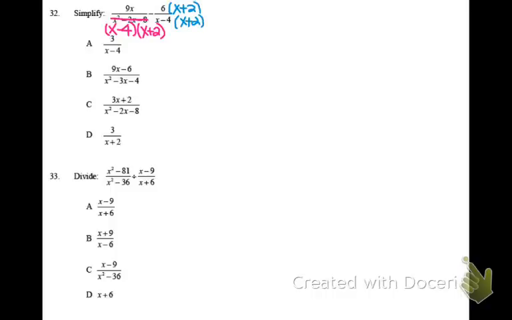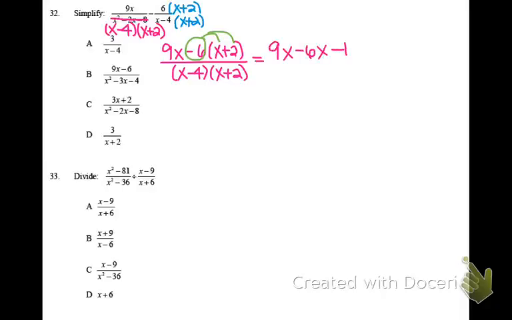Okay, I'm going to rewrite it. So I have 9x minus 6 times x plus 2 over my common denominator, which is x minus 4 times x plus 2. That minus 6 I need to distribute. Please make sure that you distribute the -6 into the parenthesis, not the +6. So I have 9x minus 6x minus 12 over x minus 4 times x plus 2. Combine your like terms, so 9x minus 6x is 3x minus 12 over the common denominator.